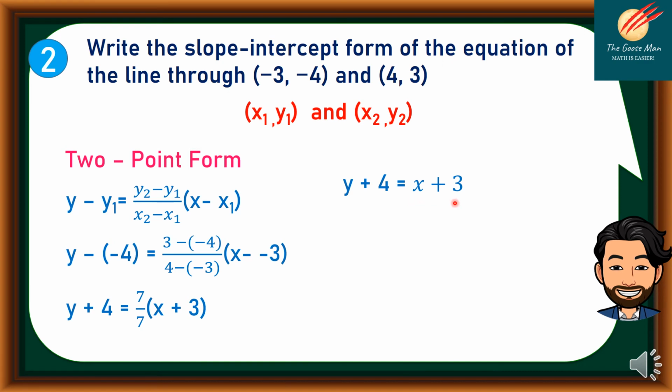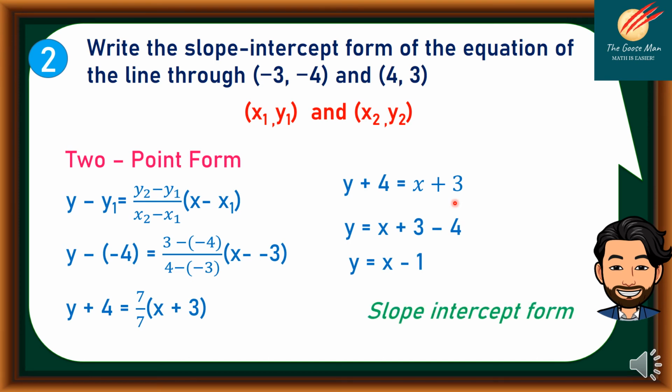Now, since we would like to convert this into slope-intercept form, subtract both sides of the equation by 4. So we have now y is equal to x minus 1. So this is your slope-intercept form.